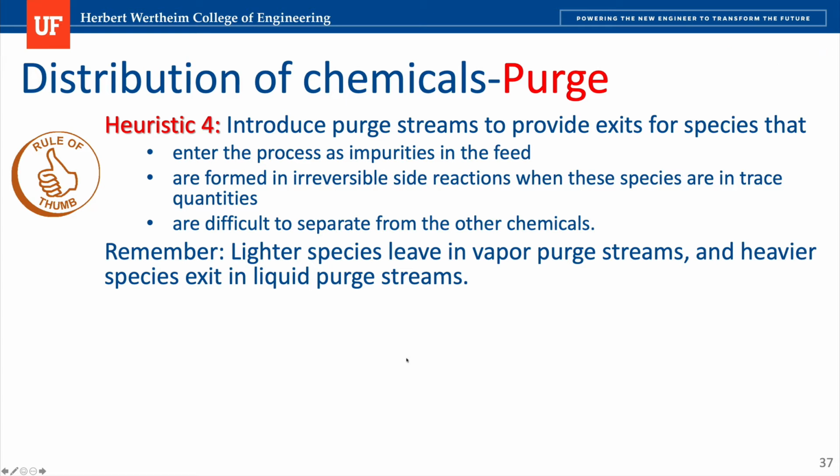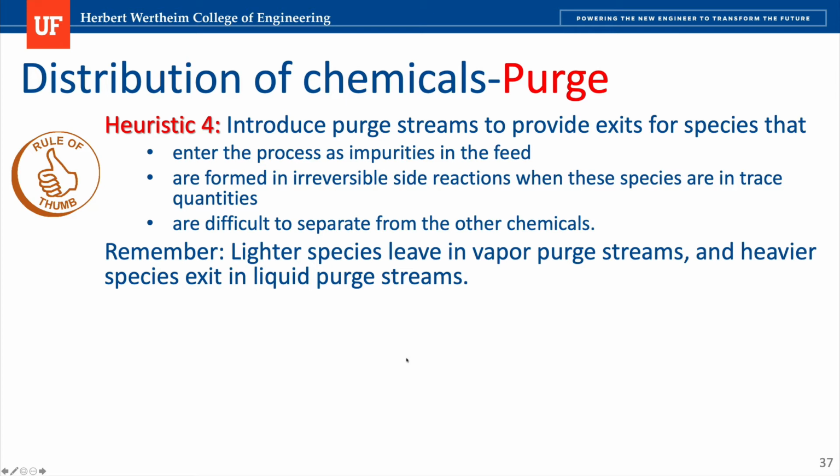Heuristic 4: introduce purge streams to provide an exit for species that enter the process as impurities in the feed, if you don't remove them, are formed in irreversible side reactions, when these species are in trace quantities, and are difficult to separate from the other chemicals. Remember, lighter species leave in the vapor purge stream and heavier species exit in the liquid purge stream.